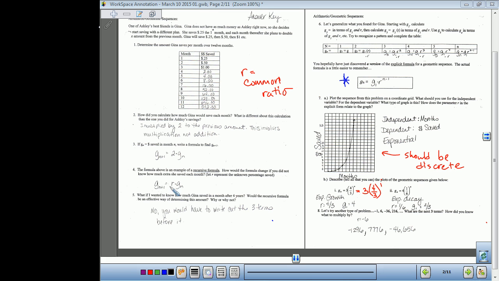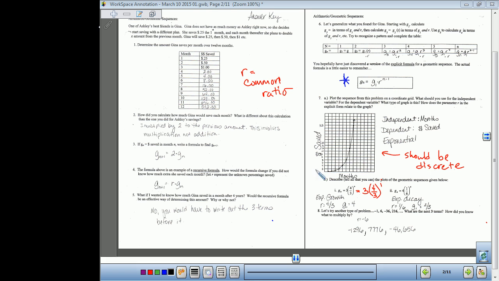When we multiply by that common ratio over and over and over again, times r, times r, times r, times r, we can write repeated multiplication as an exponent, can't we? Yes. So it becomes the first term times r to the n minus 1. And this was trying to talk us back through what we learned last year when we developed this formula.